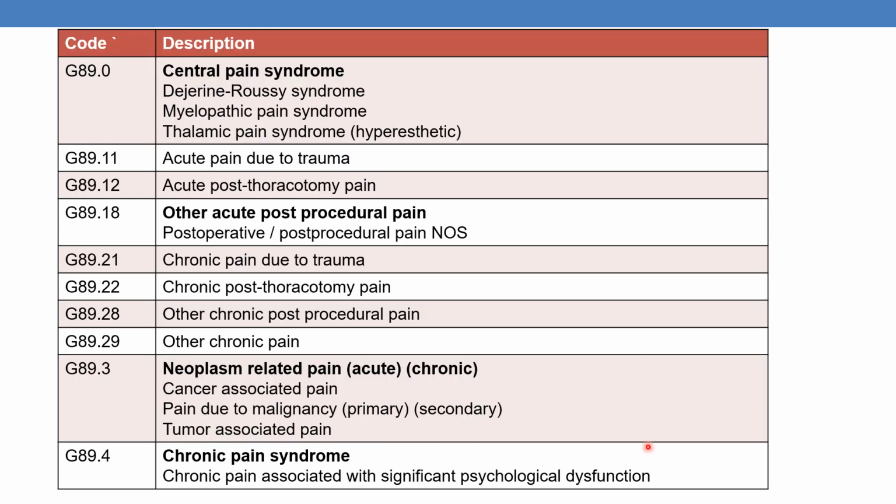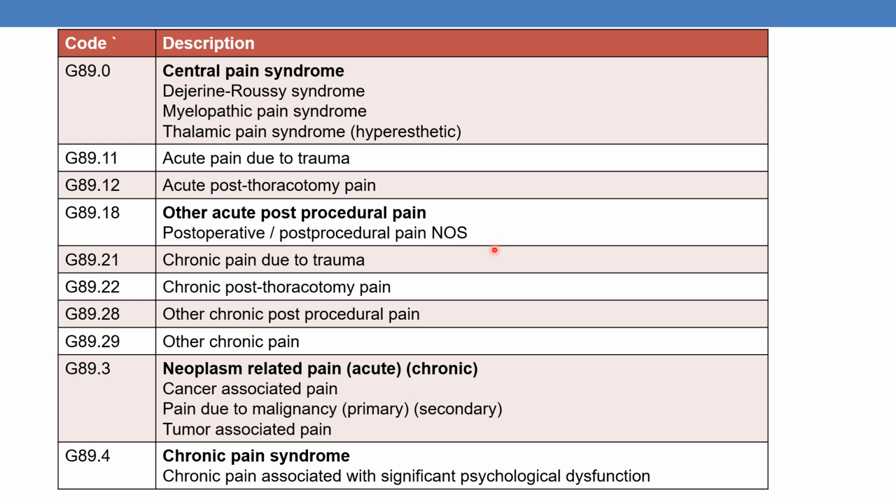Now here you can see the overall list of codes from the category G89. G89.0 indicates central pain syndrome or Dejerine-Roussy syndrome or myelopathic pain syndrome or thalamic pain syndrome, hyperesthetics. Whenever the physician documents any of these terms, you need to code G89.0. Then G89.11 to indicate acute pain due to trauma. G89.12 to indicate acute post-thoracotomy pain. G89.18 to indicate other acute post-procedural pain or post-operative or post-procedural pain NOS.